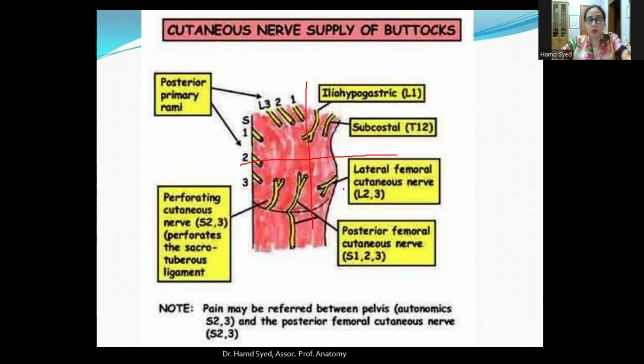Whereas the lower lateral region is supplied by the lateral femoral cutaneous nerve, which emerges from the lumbar plexus, and its root value is L2, L3. The lower medial quadrant is supplied by the posterior femoral cutaneous nerve of the thigh, which is a branch of the sacral plexus, having root value S1, S2, S3, and the perforating cutaneous nerve with the root value S2, S3.